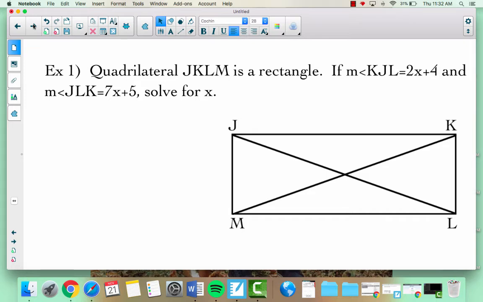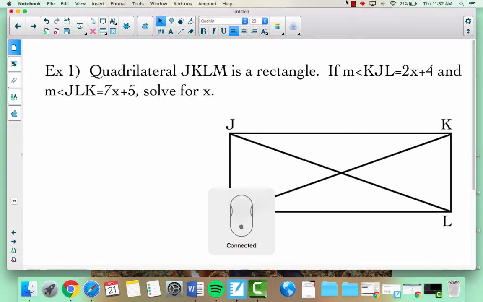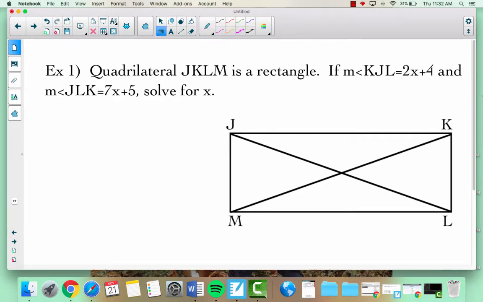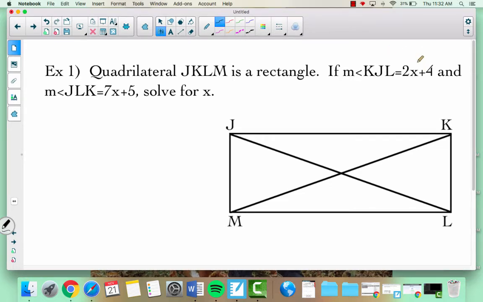It says quadrilateral JKLM is a rectangle, and it says if the measure of angle KJL is 2x plus 4 and the measure of JLK is 7x plus 5, they want you to solve for x. So the easiest thing to do is first take the equations that are given to you and put them in your picture. That way you know where they're located.